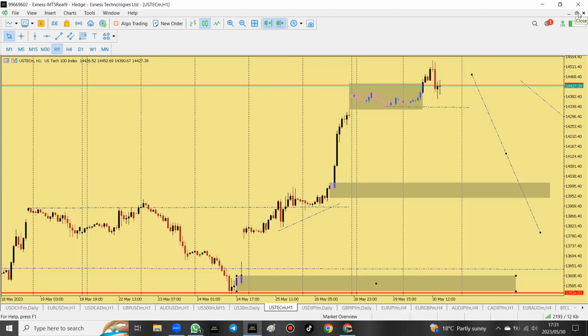Yes, definitely. It's Nasdaq. Let me see this trend line. It has already broken this trend line, which was acting as support. Yeah, this trend line is acting as a support.